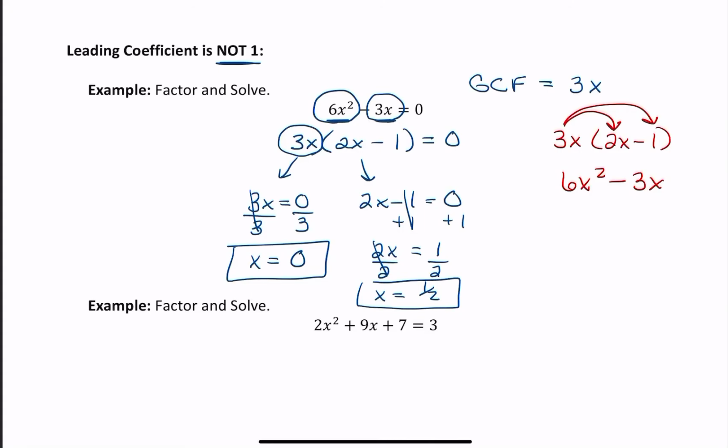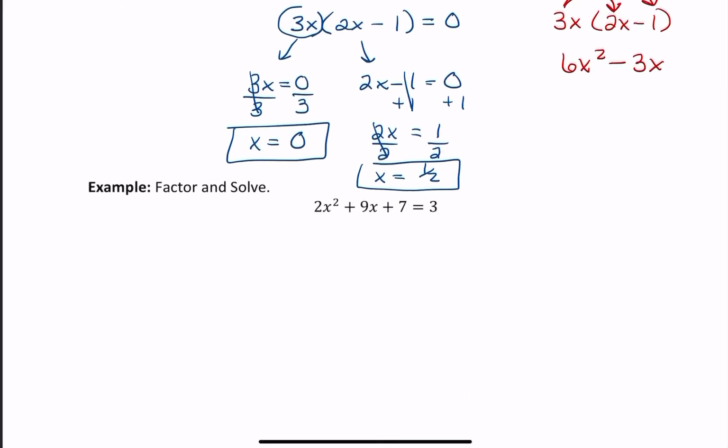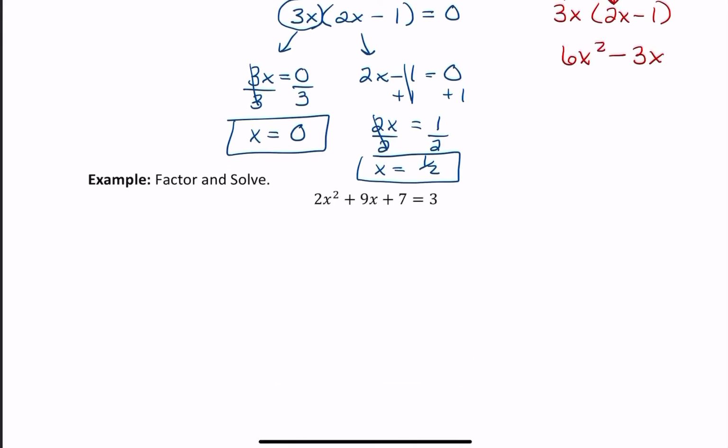So when you start a problem, make sure you look carefully at what you're dealing with and see if you can pull out something first, your greatest common factor, instead of trying to factor it into two linear factors. Okay, the next one also does not have a leading coefficient of 1. It's also not set equal to 0. So that's what you're going to do first, is I'm going to subtract 3 from both sides so that I'm set equal to 0. So I've got 2x squared plus 9x plus 4 equals 0.